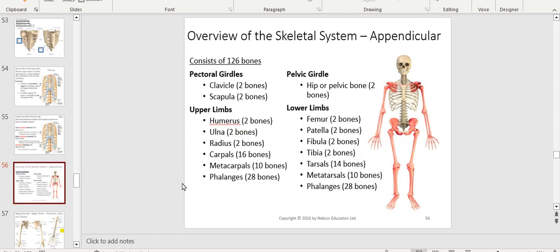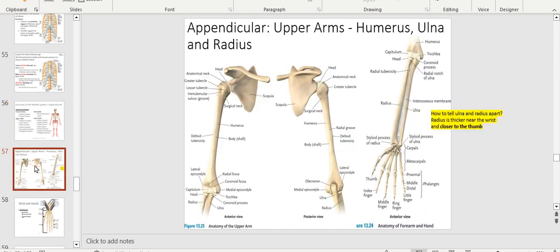Moving on to the appendicular. Okay, you've seen this slide before. 126 bones. We're going to tackle them all right now. The upper arm, okay, you've got three long bones. You've got the humerus, and you've got the radius and the ulna. And how do you tell the radius from the ulna? The radius is thicker near the wrist and closer to the thumb.